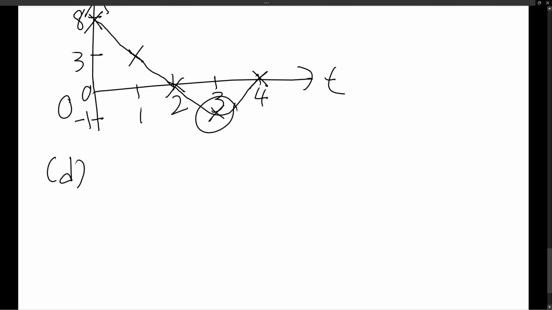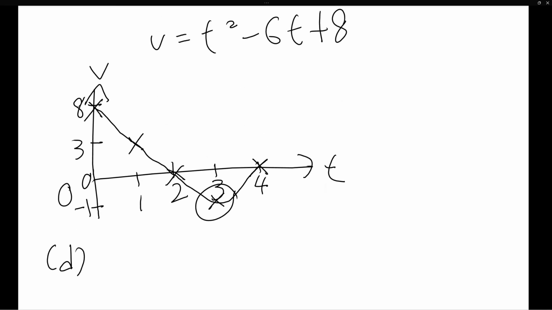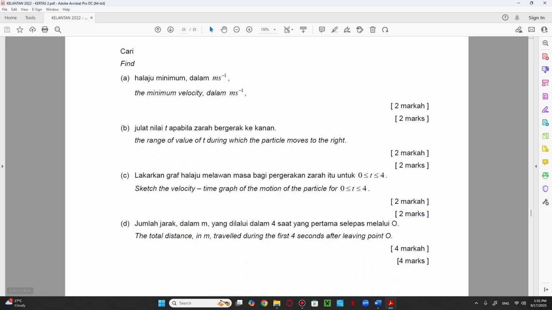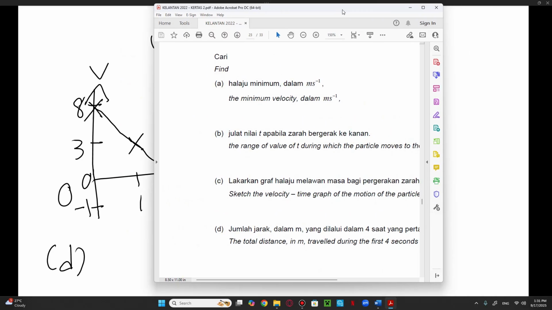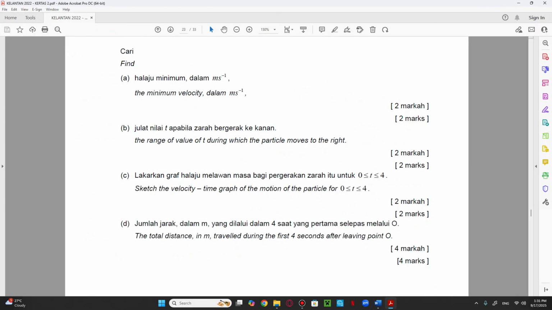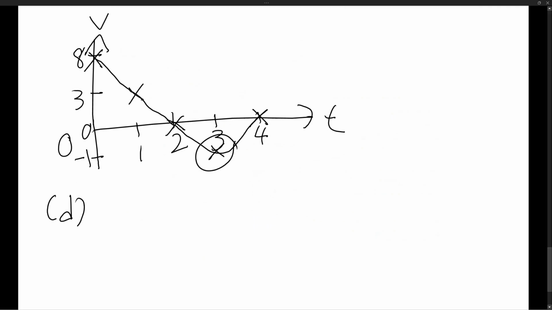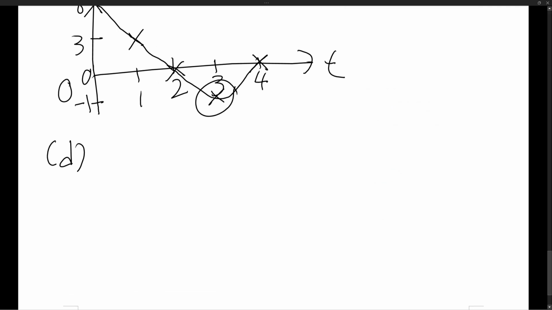Okay, now for question D. They want you to find the jumlah jarak, the total distance traveled during the first 4 seconds after leaving point O, which means it starts from 0 of course. So, okay, in this case, the total distance.